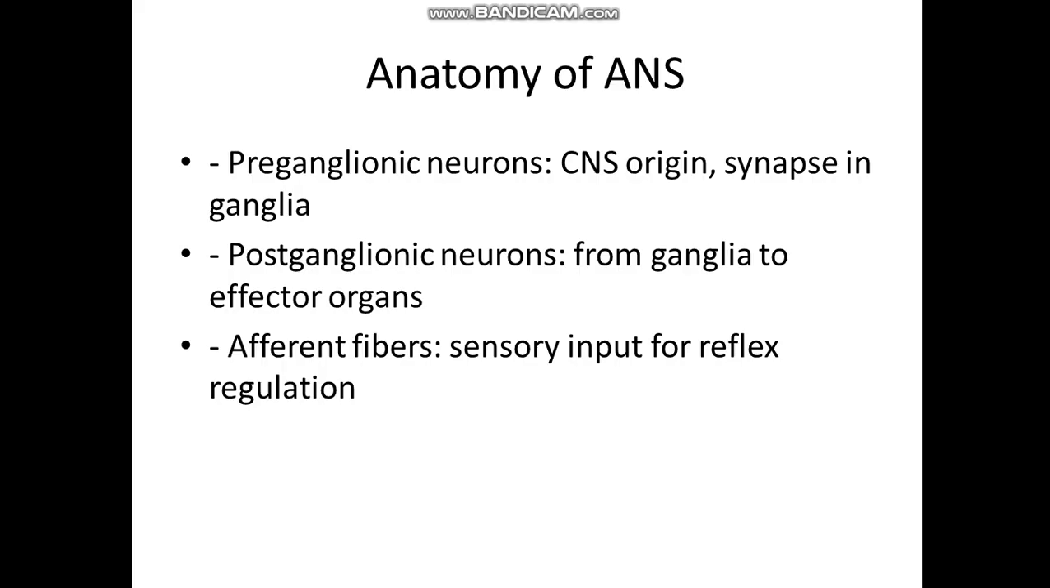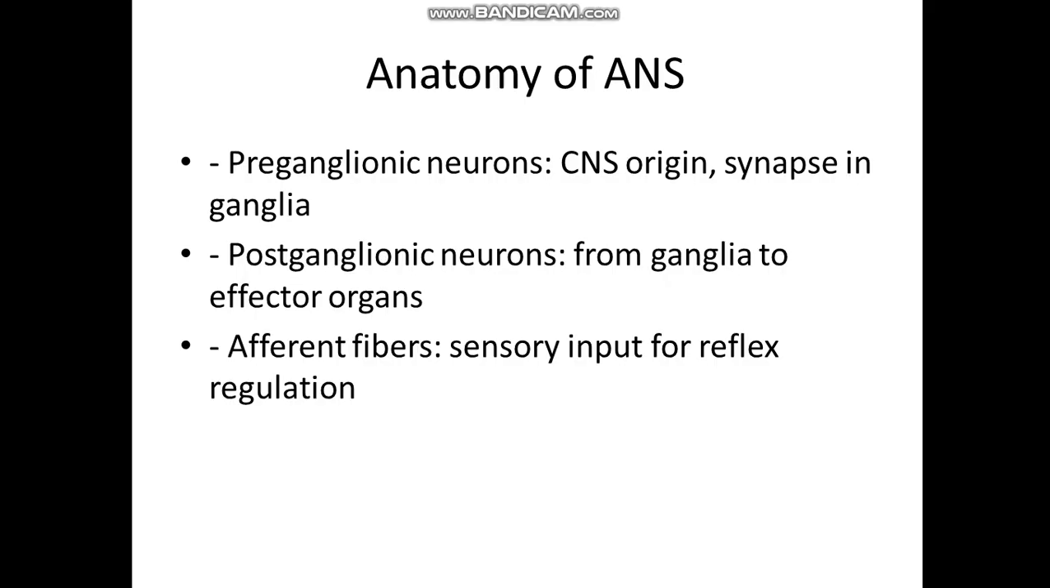Then we have two basic neurons. If we divide the ANS on the basis of anatomy, it can be divided into preganglionic neurons and postganglionic neurons. Preganglionic neurons means before ganglia. A ganglion is a cluster of nerve endings where a specific type of neurons reach and terminate, while the rest of the neurons start their journey from that particular point, known as the ganglia. So pre means before, and preganglionic means before the ganglia.